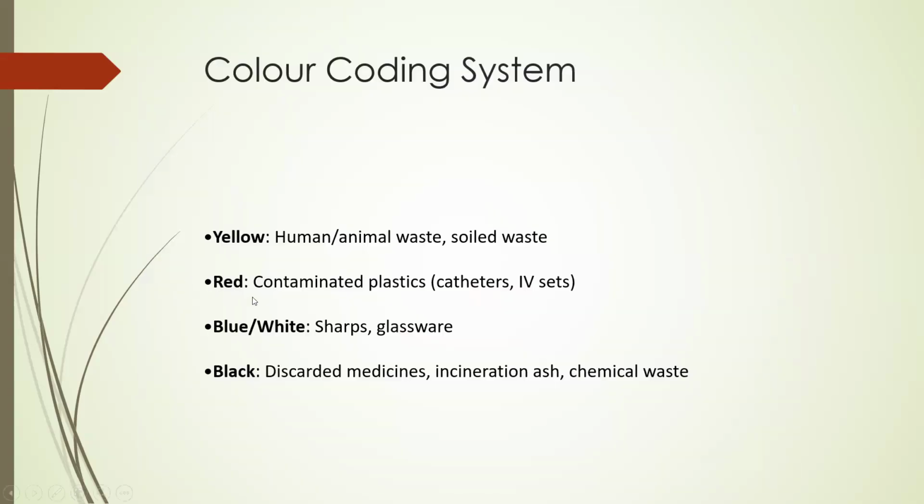Red bin or bag. This type of waste contains contaminated recyclable plastics. Examples: catheters, intravenous IV sets, urine bags, oxygen tubes, syringes without needles, and other disposable medical devices made of plastics. These plastics are usually sterilized by autoclaving, microwaving, or chemical disinfection before being shredded and sent for recycling or further disposal. Blue bag or blue-white bag includes sharps and glassware, needles, scalpels, blades.